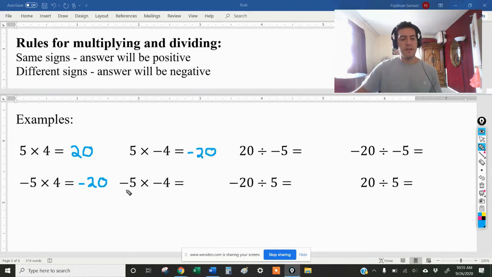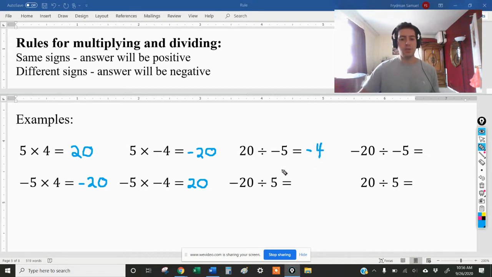And here we have negative 5 times negative 4. So we have a negative times another negative. So we have the same signs here, so the answer will be positive. So that's going to be a positive 20. Okay, and it works exactly the same for division. If I have a positive divided by a negative, the signs are different, the answer will be negative. So that's going to be negative 4.